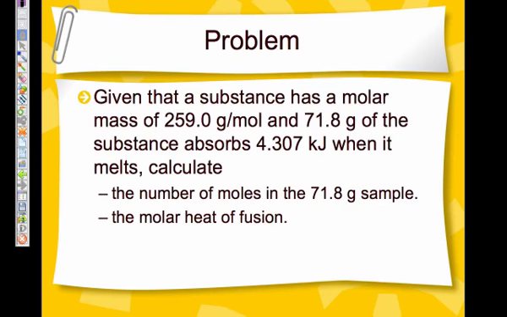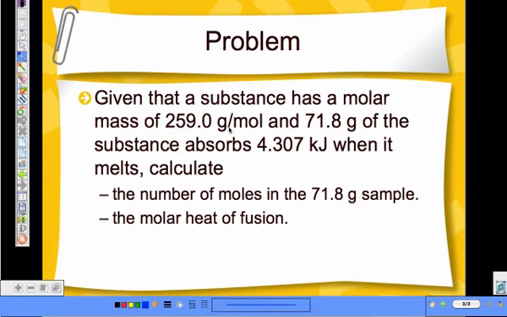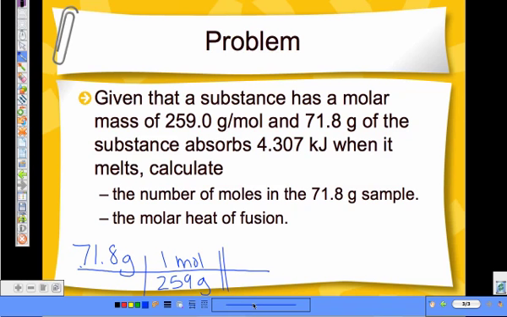Okay, here's a problem where we're going to use our molar enthalpy of vaporization and fusion. Given that a substance has a molar mass of 259 grams per mole and 71.8 grams of that substance absorbs 4.03 kilojoules when it melts, calculate first the number of moles in the 71.8 gram sample. How would we do that? If I have 71.8 grams of the sample, how would I change that into moles? Right, because we'll have 259 grams per 1 mole. So we'll divide that. I don't know what the answer is. Someone have their calculator out? Let's see, a couple.